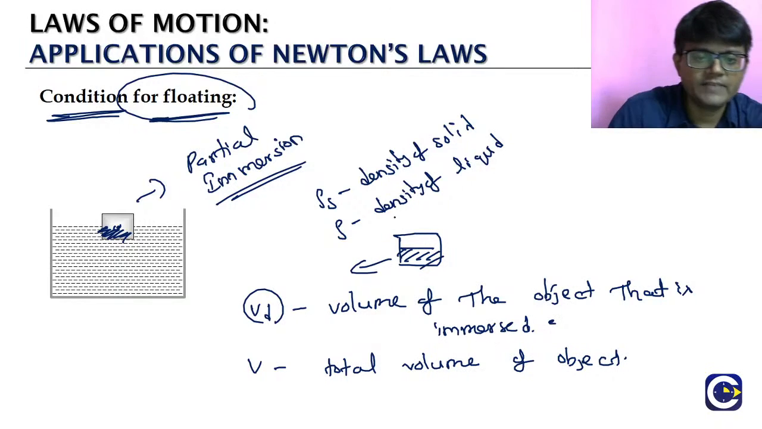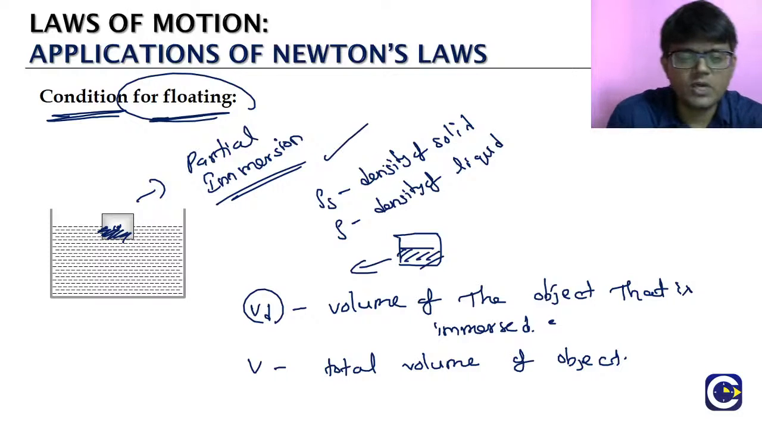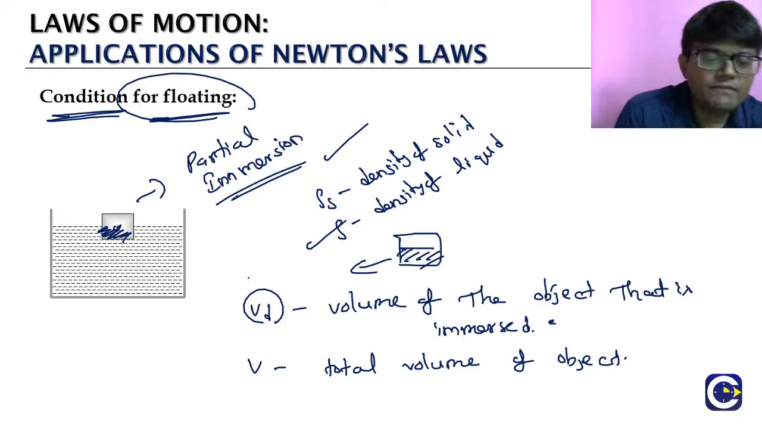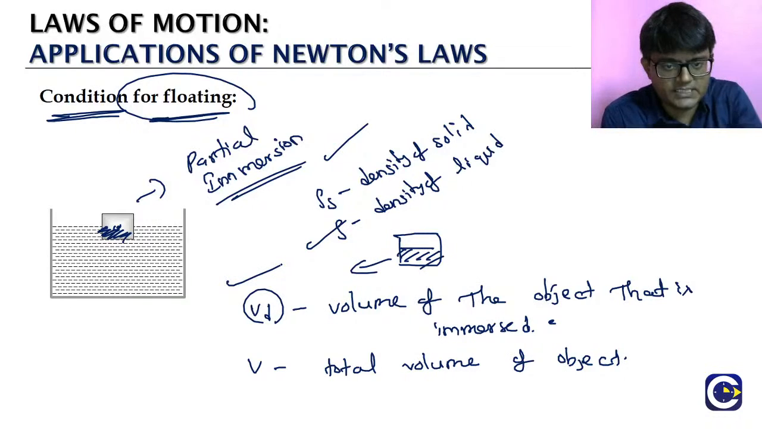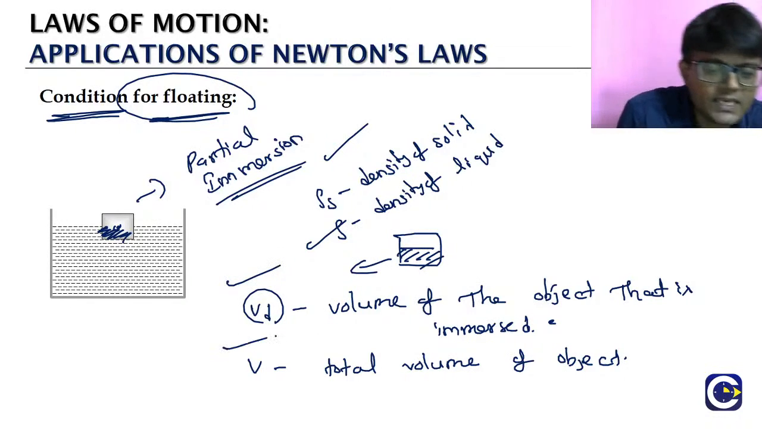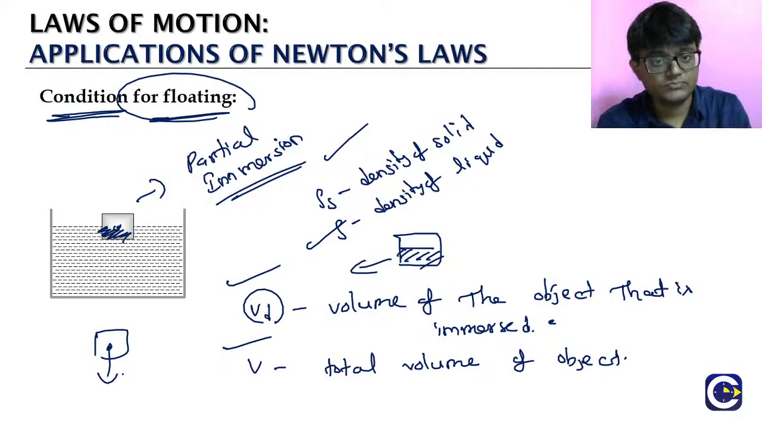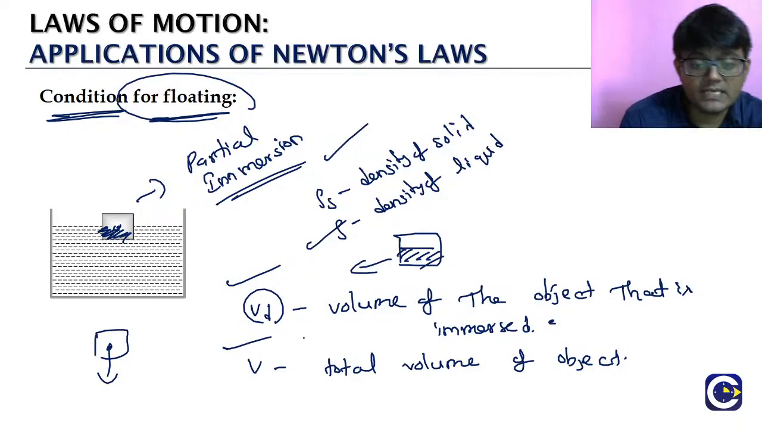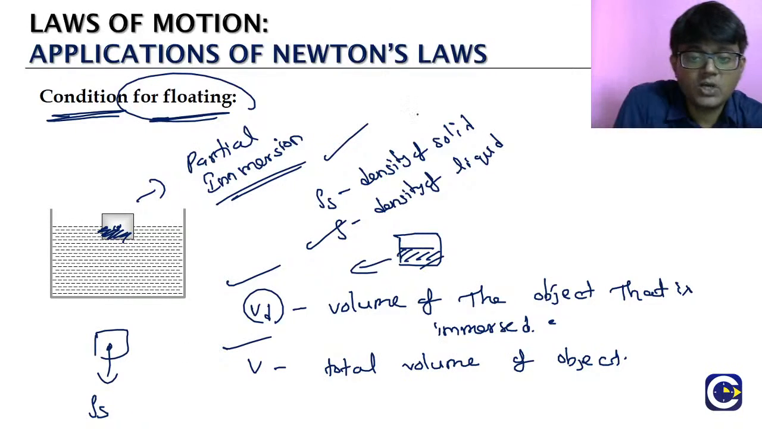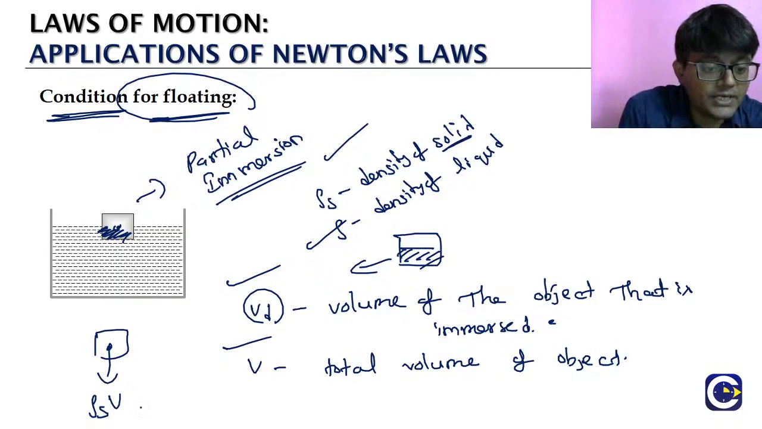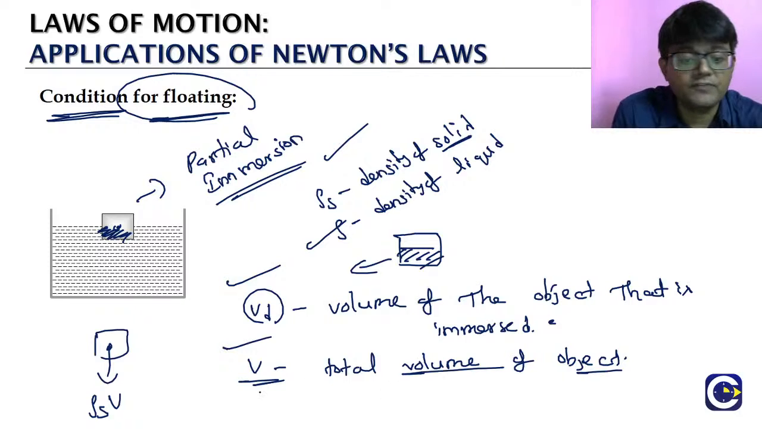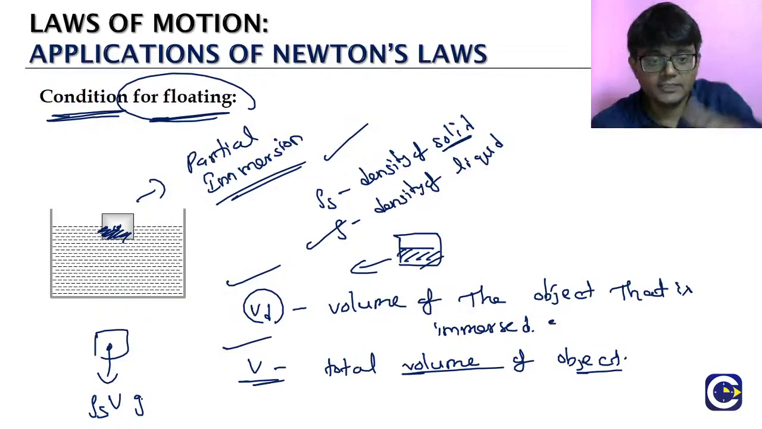Now we have taken rho s as the density of the solid, rho as the density of the liquid, Vd as the volume of the object that is immersed, which is the volume of the liquid displaced, and V as the total volume of the object. Now let us draw the free body diagram of the object. The object will have its own weight. What will be the weight? Mass of the object into g. What is the mass of the object? The density of the solid object, rho s, into the total volume of the object, V, into g. That is the weight.